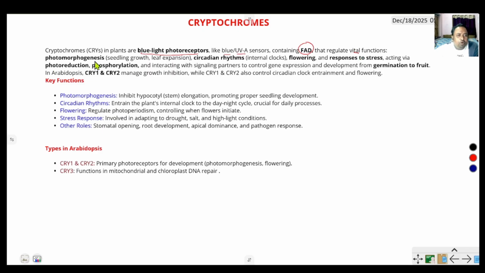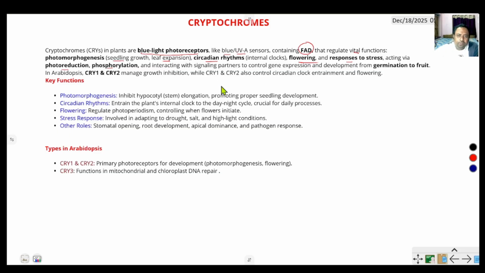Clear? Photomorphogenesis like seedling growth and leaf expansion, circadian rhythm, which means the internal clock or morphological and physiological changes according to environmental conditions, day and night conditions, flowering, and response to stresses, acting via photoreduction and phosphorylation by interacting with signal partners and control genes. All these processes are controlled by cryptochrome genes. Cryptochrome is a blue light receptor.